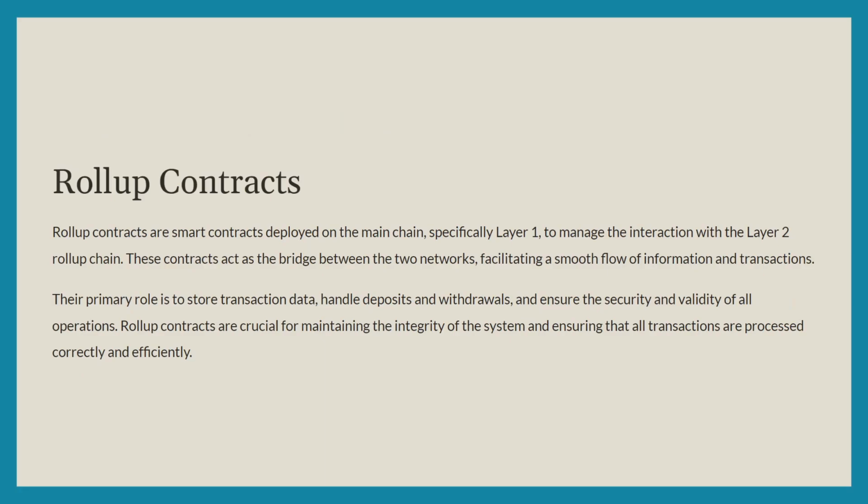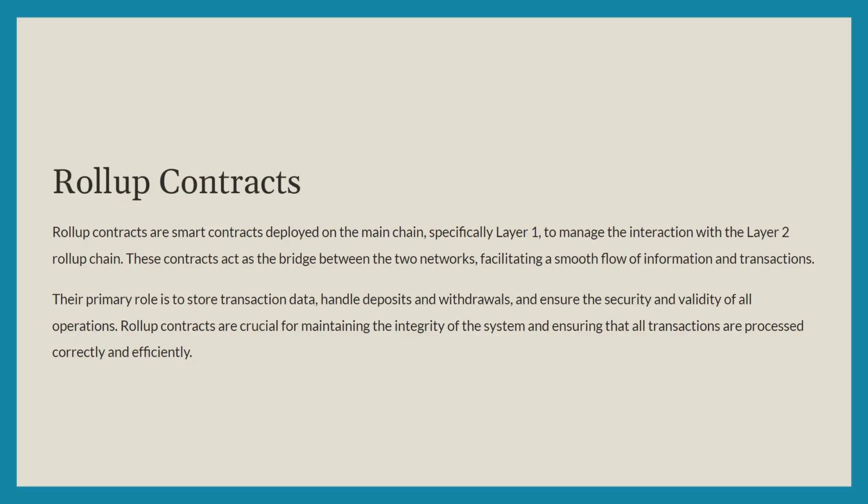Let's talk about rollup contracts. Rollup contracts are smart contracts deployed on the main chain, specifically layer 1, to manage the interaction with the layer 2 rollup chain. These contracts act as the bridge between the two networks, facilitating a smooth flow of information and transactions. Their primary role is to store transaction data, handle deposits and withdrawals, and ensure the security and validity of all operations. Rollup contracts are crucial for maintaining the integrity of the system and ensuring that all transactions are processed correctly and efficiently.